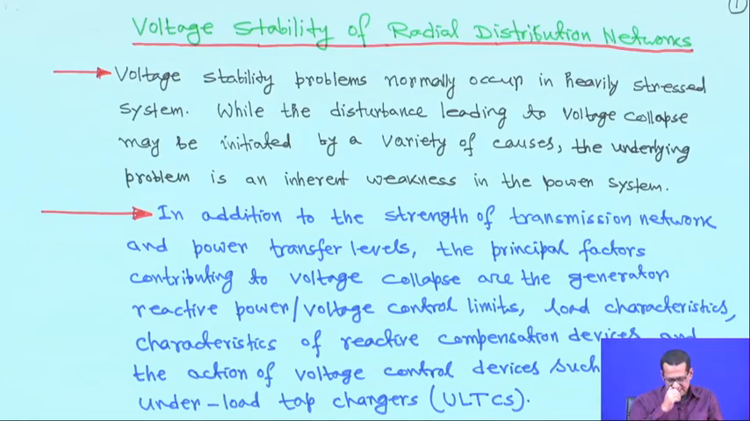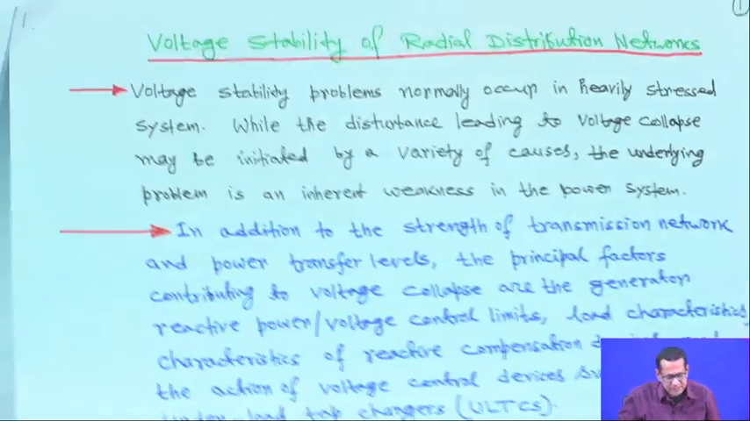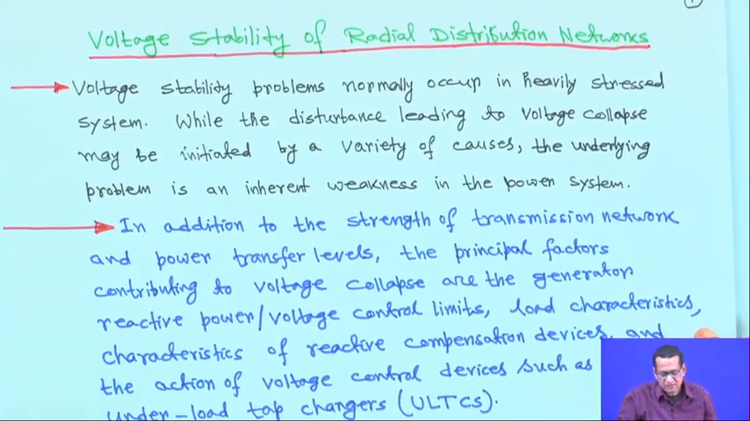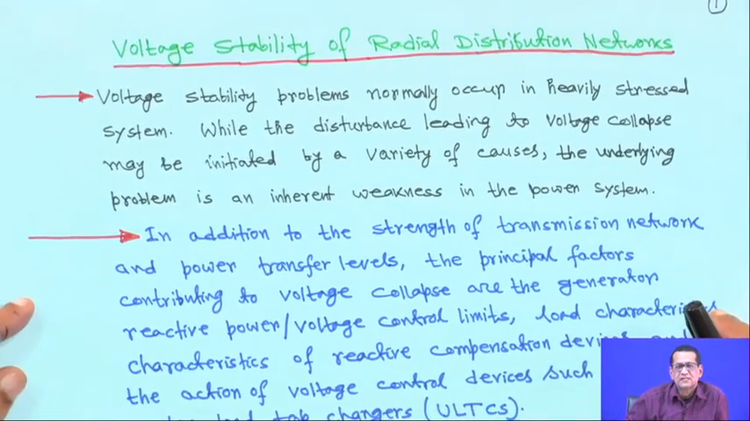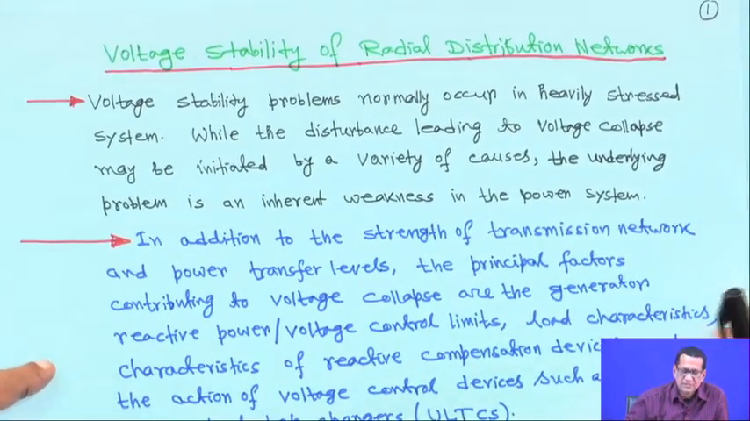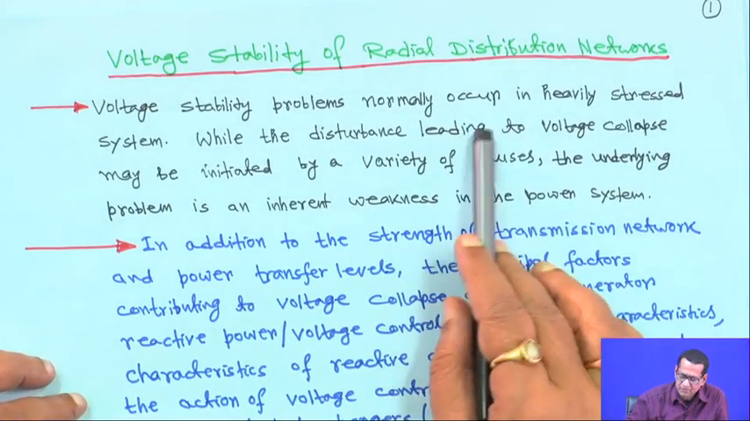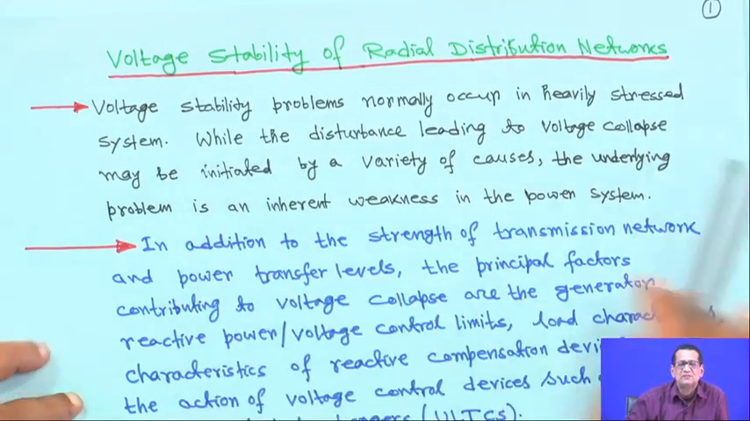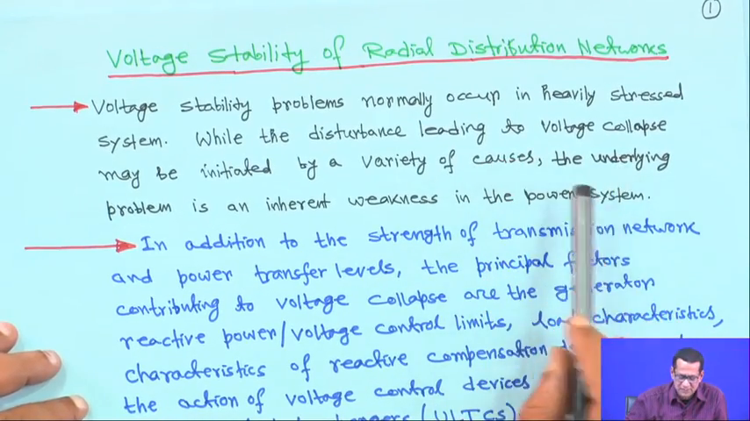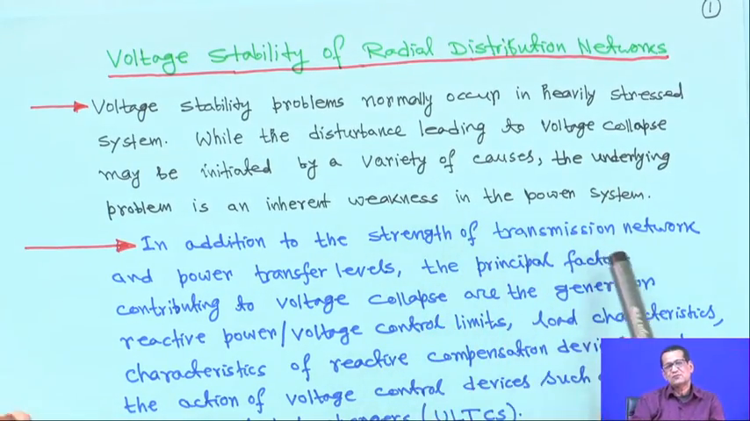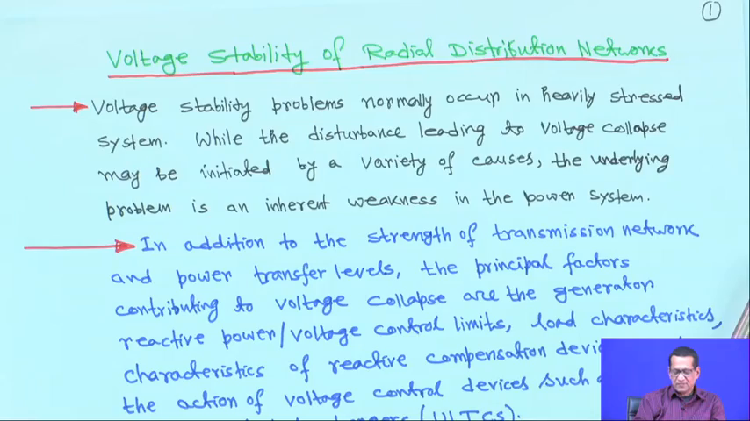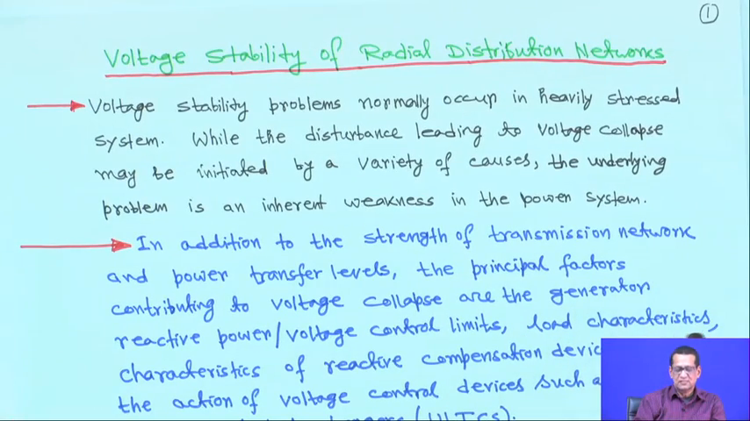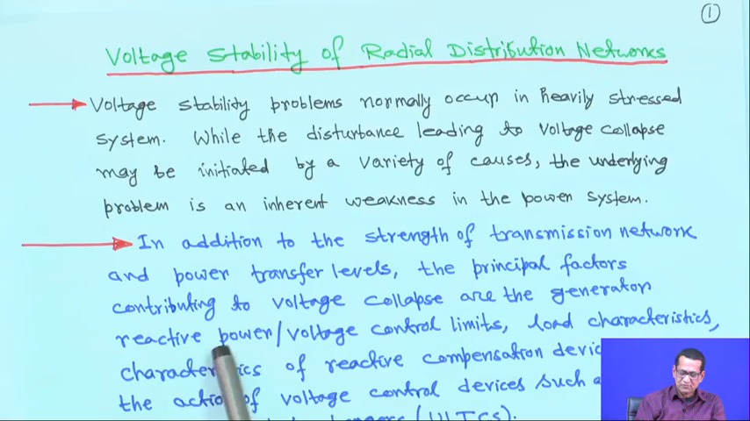Now, another thing is the voltage stability of the radial distribution network. I will give you some feeling regarding voltage stability of the distribution system. Voltage stability problems normally occur in heavily stressed systems, when the system is heavily loaded, while the disturbance leading to voltage collapse may be initiated by a variety of causes. The underlying problem is an inherent weakness in the power system. In addition to the strength of the transmission network and power transfer level, the principal factors contributing to voltage collapse are the generator reactive power and voltage control limits.